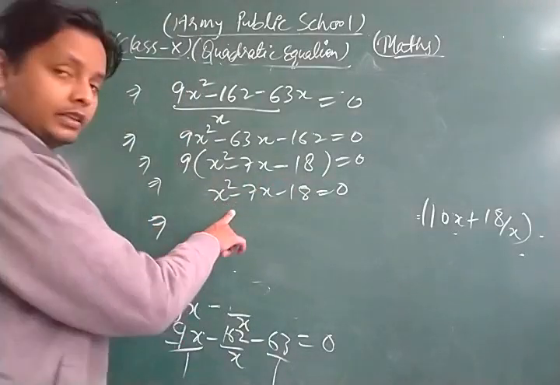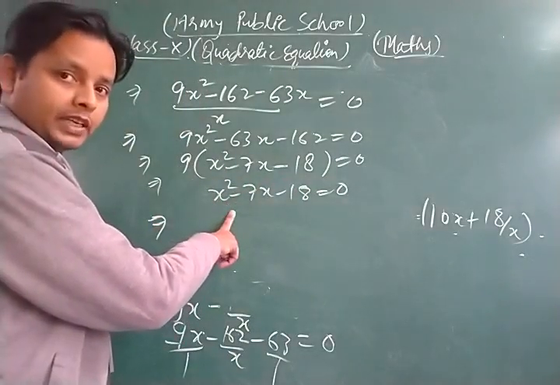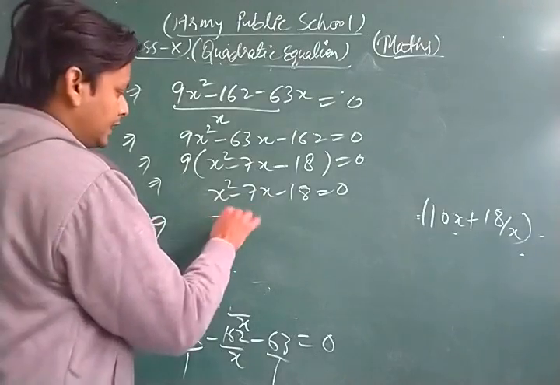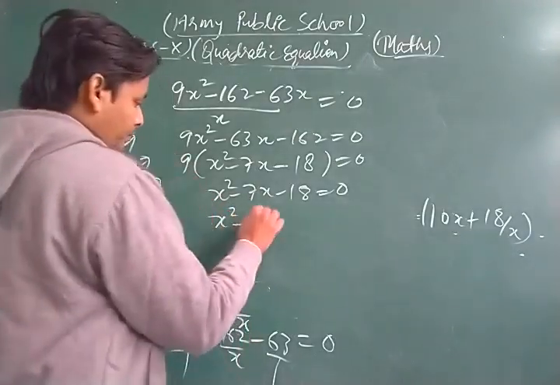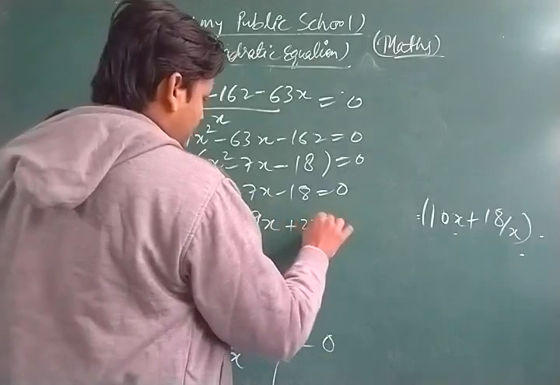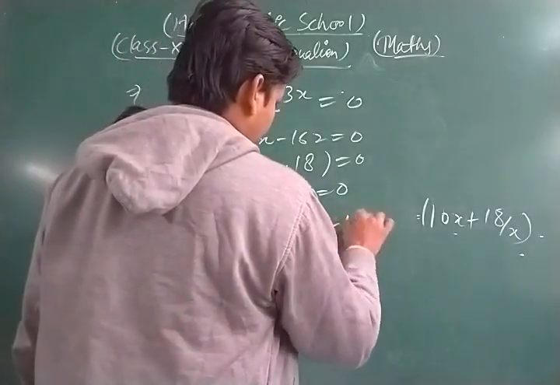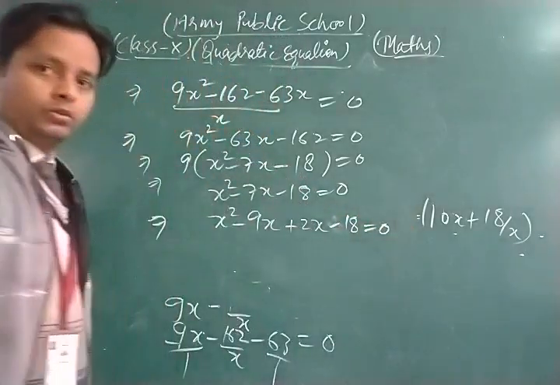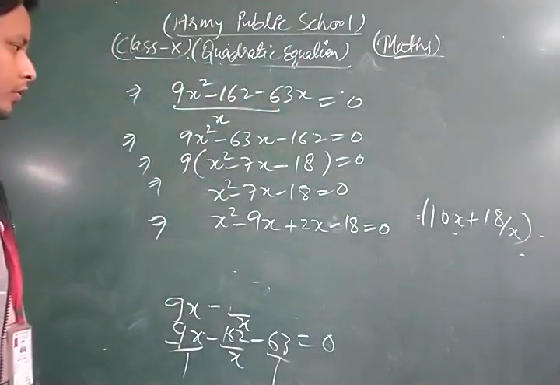We are solving this by splitting the middle term. This is x square minus 9x plus 2x minus 18 is equal to 0.